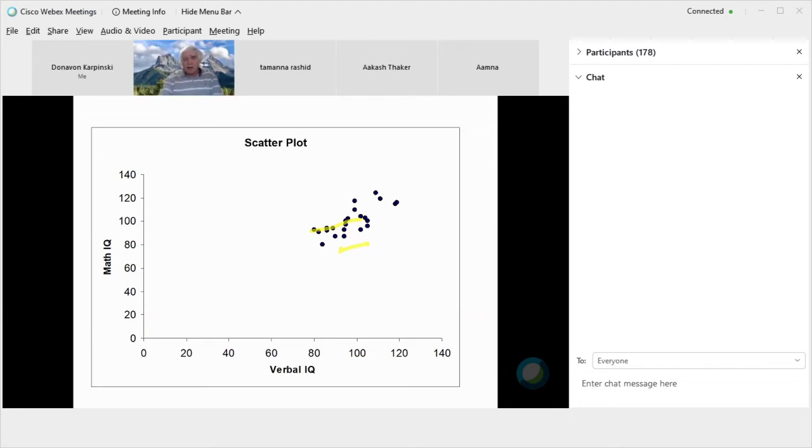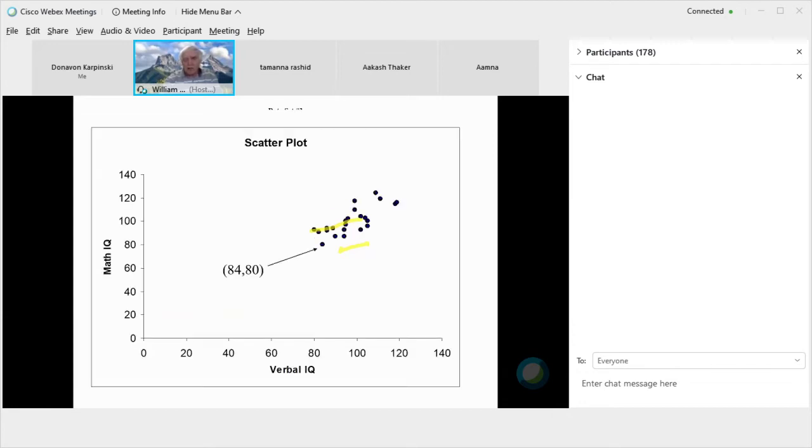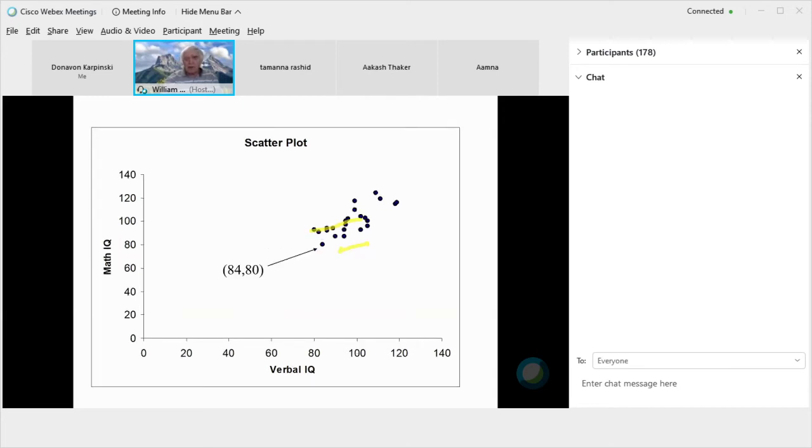Each point represents the 2 values on verbal IQ and math IQ. That's the point 84, 80: 84 for verbal IQ, 80 for math IQ. There's the same scatter plot, but I've stretched out the x-axis and the y-axis. Those are both the same graphs.